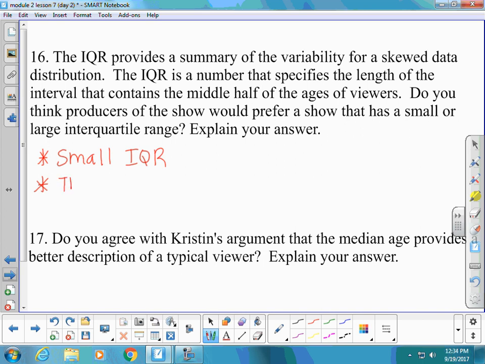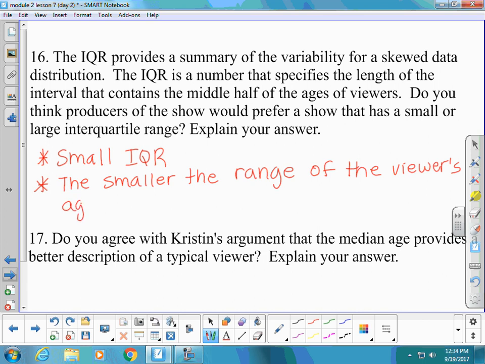the smaller range of the viewers' ages, the easier it is to advertise.